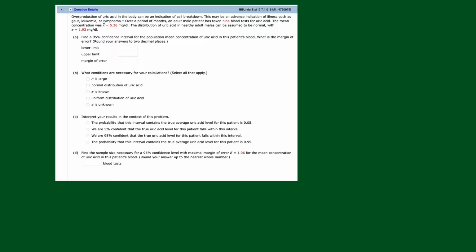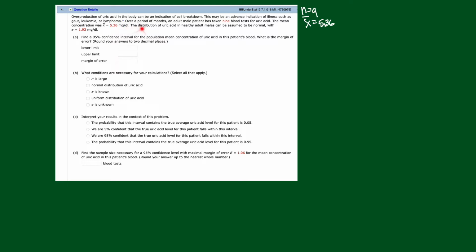Okay, I need to write this down so I remember it. N is equal to 9, 9 blood tests for uric acid. The mean concentration of these 9 tests is 5.36. Okay, so X bar is 5.36.